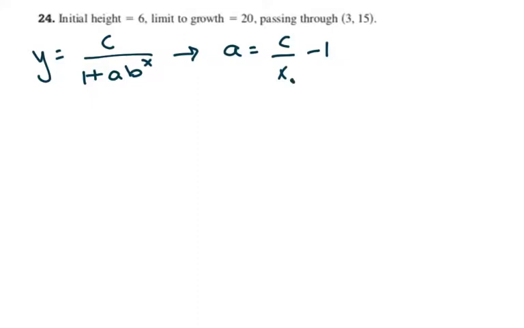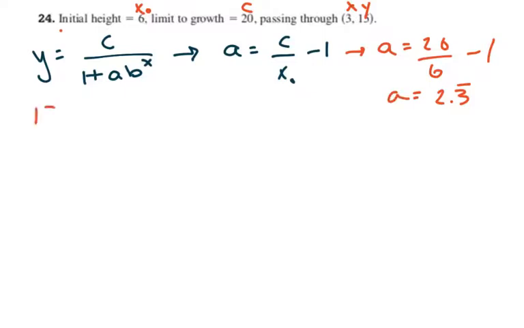Alright, and so we'll start out by identifying what we have. So your initial height is 6, which means your x naught is 6, your c is 20, and your x and your y are 3 and 15. If we find our a first, a is going to equal c, which is 20 over 6, minus 1. And so 20 over 6 is 3.3 repeating, so we're going to have 2.3 repeating as our a value. So filling that in, we actually have 15 instead of y, 20 instead of c, and then 1 plus our a value of 2.3 repeating, and b to the x value of 3. Don't forget, when you're doing this value, you will want to actually have the entire value and not just an abbreviated decimal. So go back to the original value and create that.